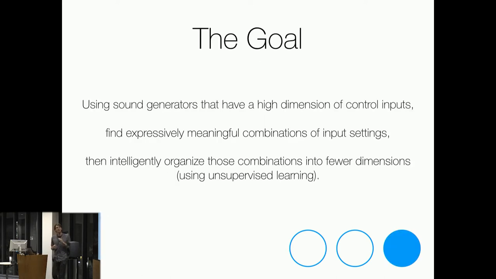So to state the goal very clearly, with this project I want to take sound generators of some kind that have a high dimension of control inputs, find expressively meaningful combinations of input settings, and then intelligently organize those combinations into fewer dimensions to control the instrument, specifically using unsupervised learning, which I have some thoughts about why I put that there that maybe I'll get to later.